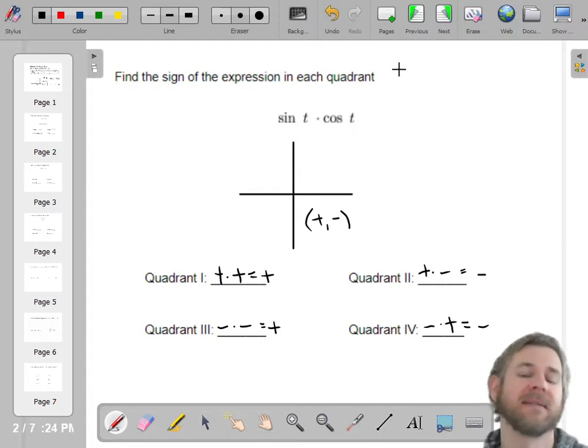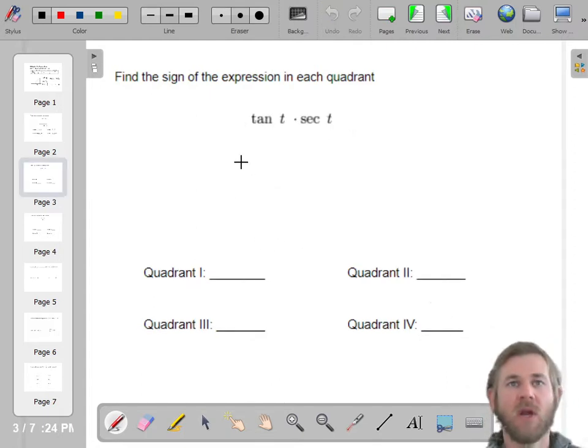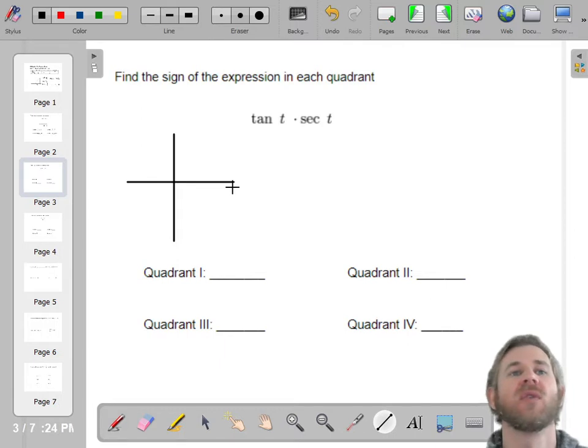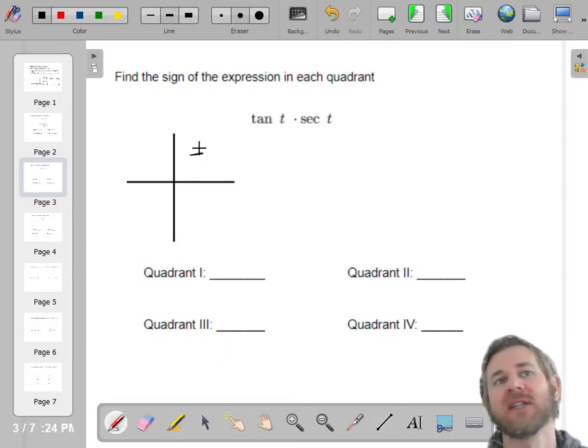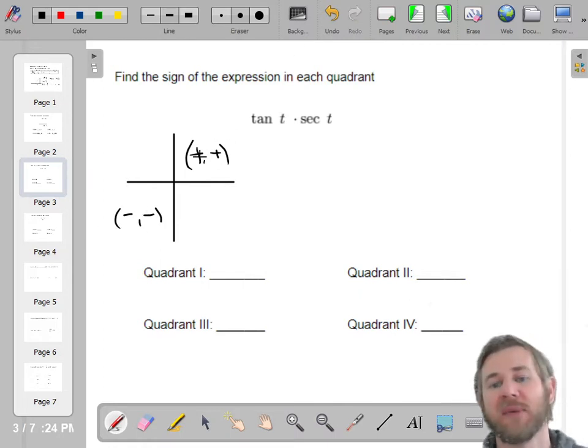So we can do this as many times as we want, but I'm going to do a couple more here. Remember that tangent is positive when x and y are the same. So the way you can get a positive tangent is if x and y are either both positive or both negative, because when you divide a positive by a positive, you get a positive. Same with negative divided by negative.